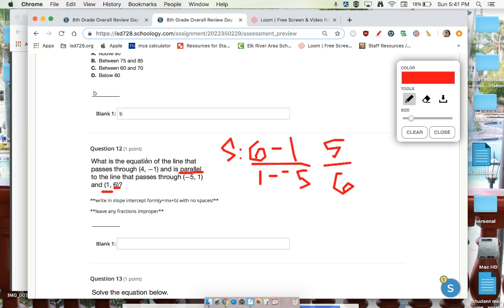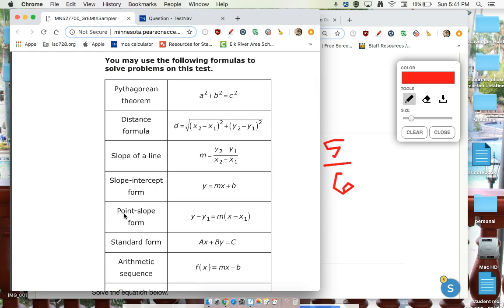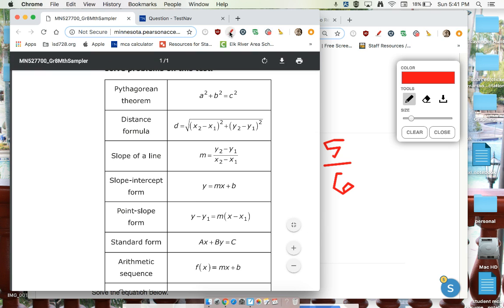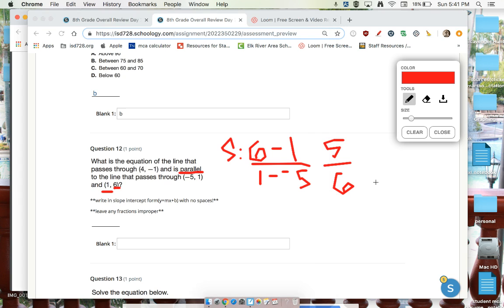Okay, now I have to make an equation that passes through (4, -1) and has that slope. If you recall, you're given a point and your slope, so we are going to use point-slope form. y, take away the y they give you, is your slope times parenthesis x minus the x they give you. So y, take away the y they give me, negative 1, is equal to my slope, 5/6, parenthesis, x, take away the x they give me, and they gave me 4. x take away 4.